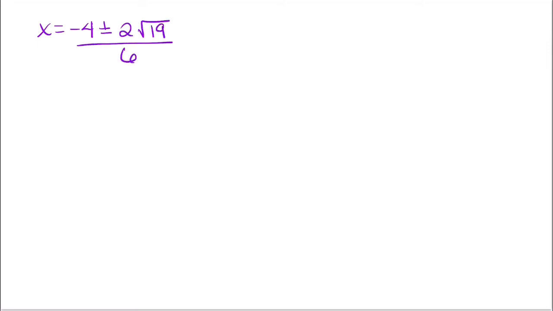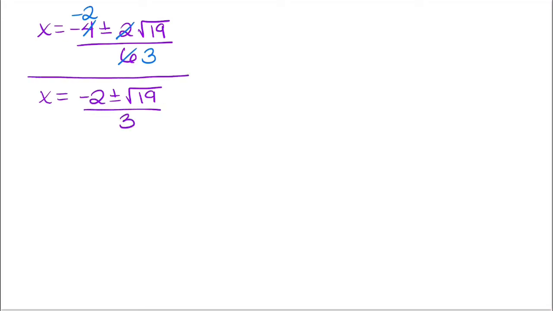over 6. Now I want to look at all these terms and see if I can simplify it further. Notice that every single term is divisible by 2. So I can go ahead and reduce everything by 2. So I have -2. The 2 is just going to become a 1. And then 6 is going to reduce to 3. So this is going to give me x equals -2 plus or minus the square root of 19 over 3.